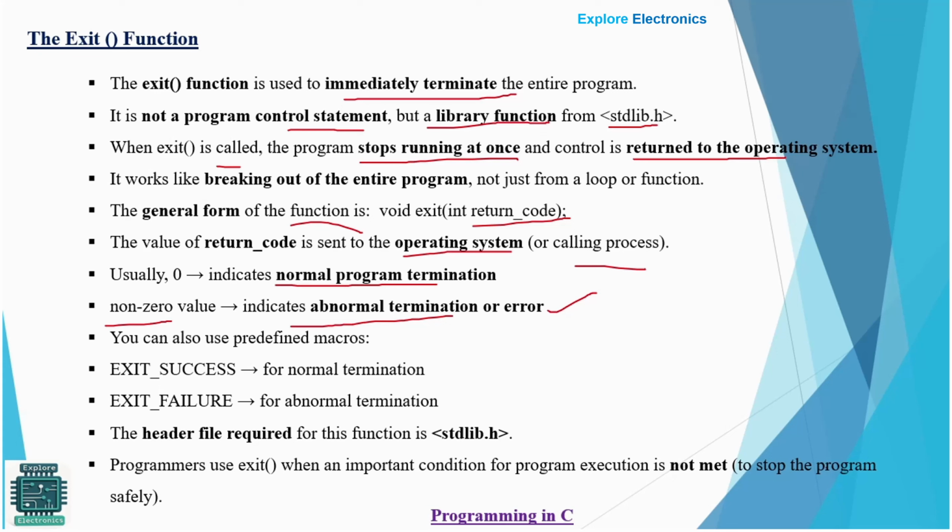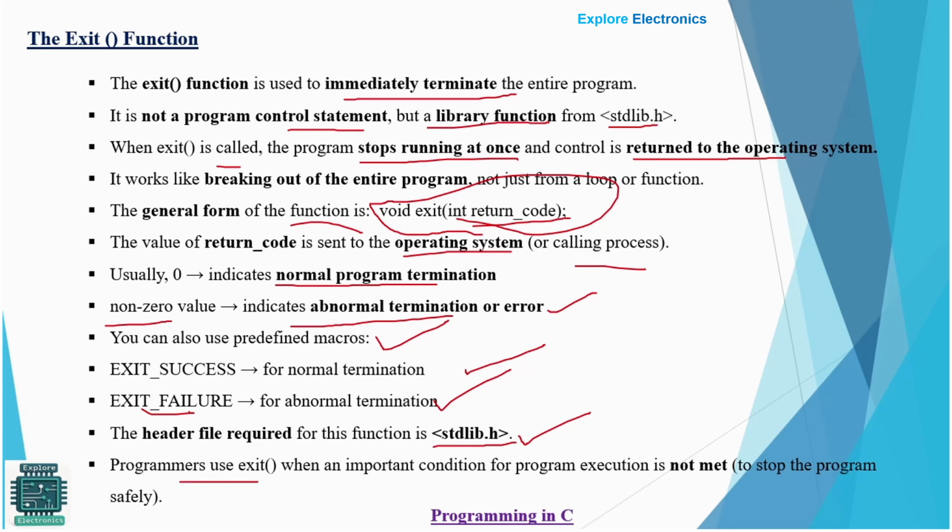You can also use predefined macros such as EXIT_SUCCESS for normal termination, and for abnormal termination we will use EXIT_FAILURE. The header file required for this function is stdlib.h. If you write this syntax line in a code, and if you forget to mention the header file at the starting, then you will get a compiler error.